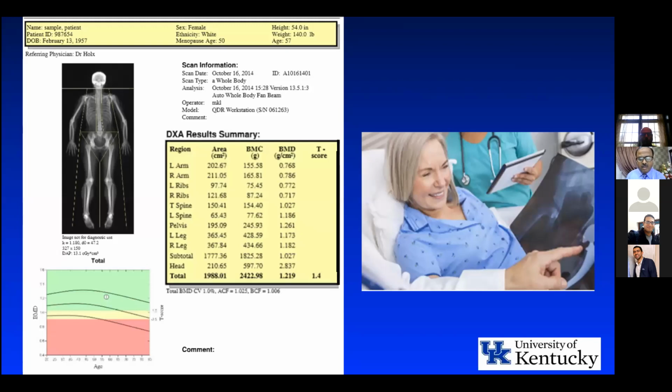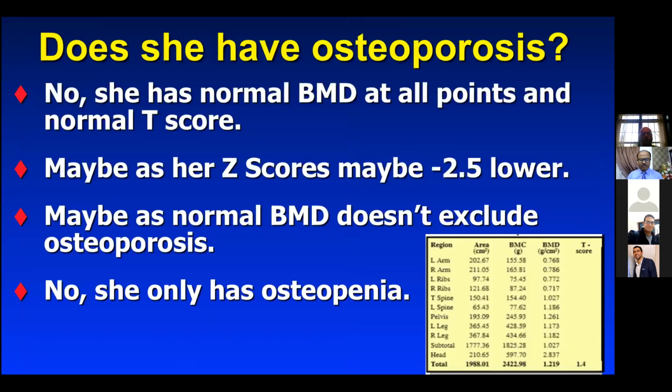He wrote already. It is not bad, because if this score is positive, it is good. Okay, very good. So let's keep going. So does this patient have osteoporosis? This is my question for you guys.